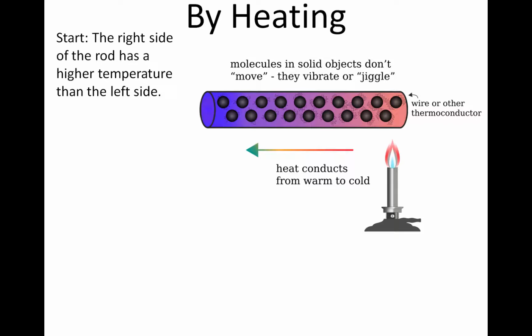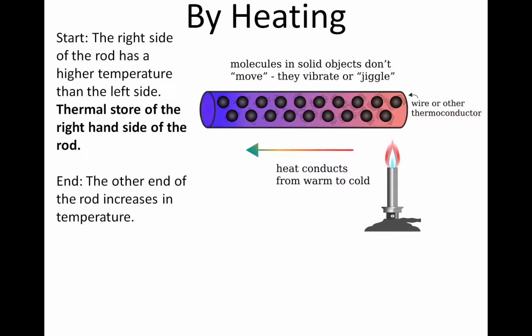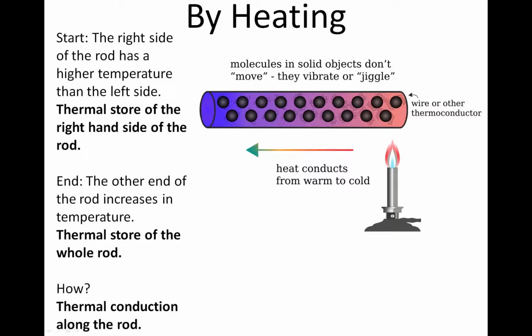Next, a similar situation. The right-hand side of the rod has a higher temperature than the left-hand side. That's the start. So therefore, the thermal store of the right-hand side of the rod. The end point we're going to consider is the other end of the rod increases in temperature. So therefore, the thermal store of the whole rod is our final store. How did this happen? Thermal conduction along the rod.